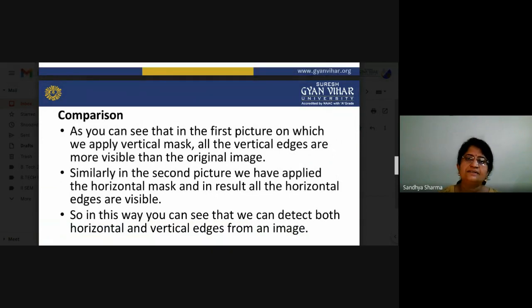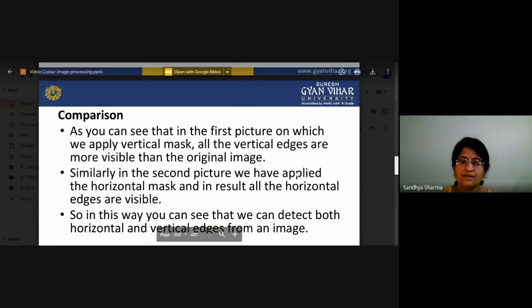Now we have to do the comparison. As we saw, in the first picture, on which we applied the vertical mask, all the vertical edges are more visible than in the original image. Similarly, in the second picture, we applied a horizontal mask, and as a result all the horizontal edges are visible. In this way, we can detect both the horizontal and vertical edges from an image.